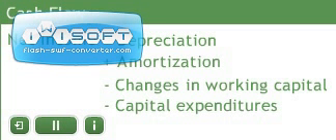Traders also use a company's free cash flow data in a discounted cash flow analysis to determine if a company's stock is expensive or inexpensive compared to the cash the company is able to generate.